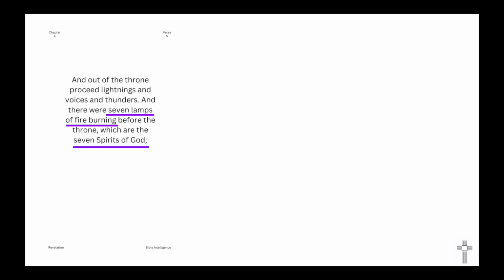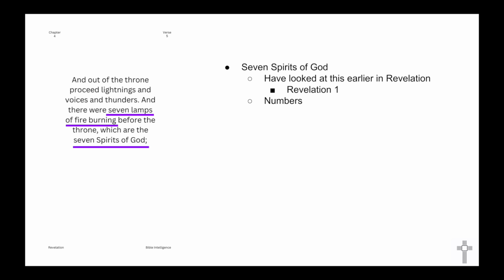Let's rather talk about Revelations verse 5 and focus in on the 7 lamps of fire burning before the throne, which are the 7 spirits of God. Now, these 7 spirits of God, we have looked at earlier in Revelations chapter 1. And just a very quick recap, some of the big numbers that are very special in Christianity is the number 7, which means perfection. I've written a lot more about it in the Revelation Decoded book, where we go into a lot more detail about what 7 is and its mathematical properties.